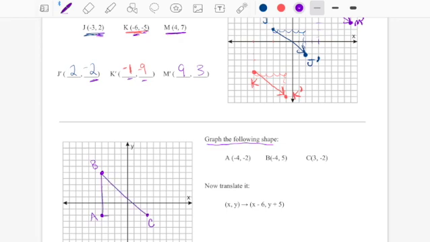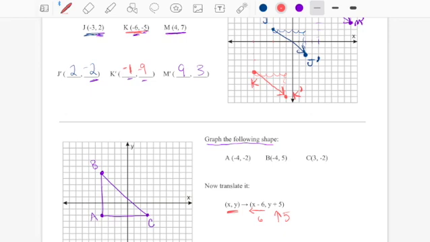And we're going to move this triangle according to these directions. So it says, takes any point and negative 6. So negative is to the left. So we're going to go to the left 6. And then I've got a positive 5. So that's going to be up 5. So I'm going to go to the left 6.